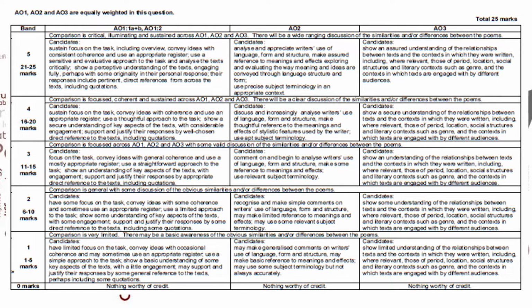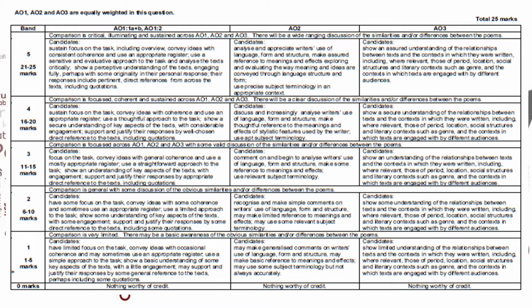Here is a copy of the GCSE criteria for the poetry in this case. You can see there are three things they'd be looking for. You've got your focus on the task, overview, linking to how much you evaluate and understand the poem. Then you've got your use of quotes, linking to the language being used, the form and its structure, making a short reference to meanings and effects, exploring and evaluating the way meaning and ideas are conveyed.